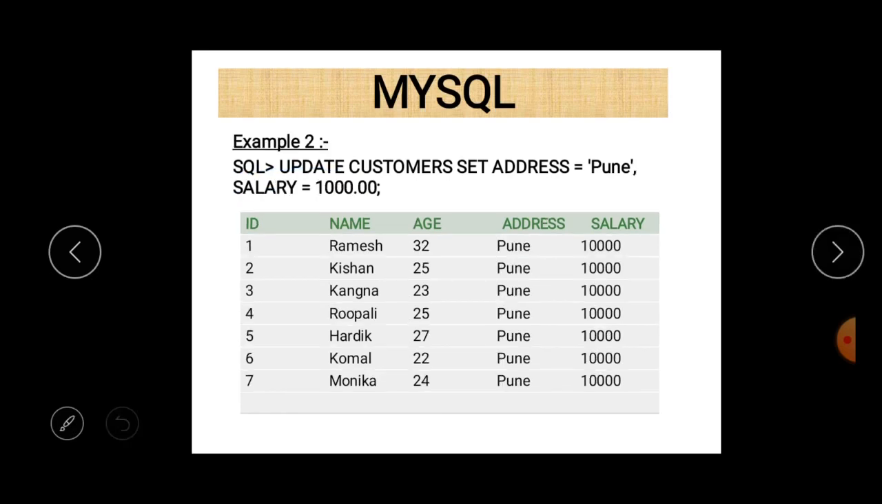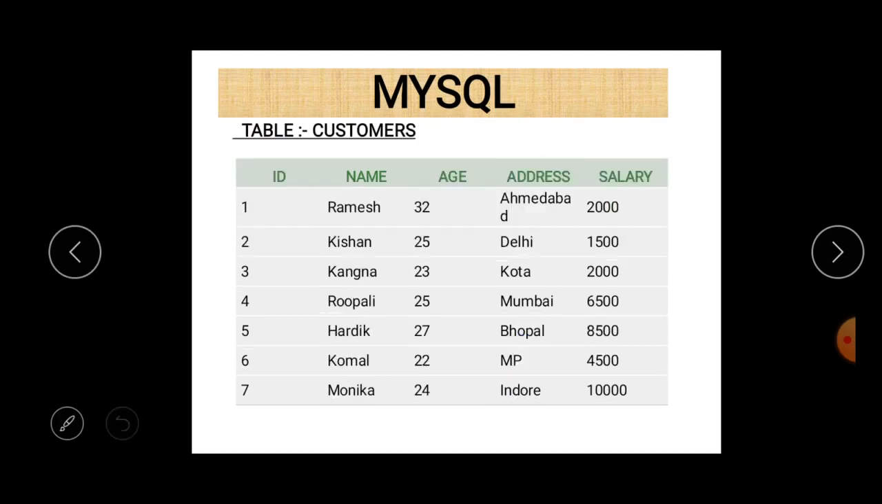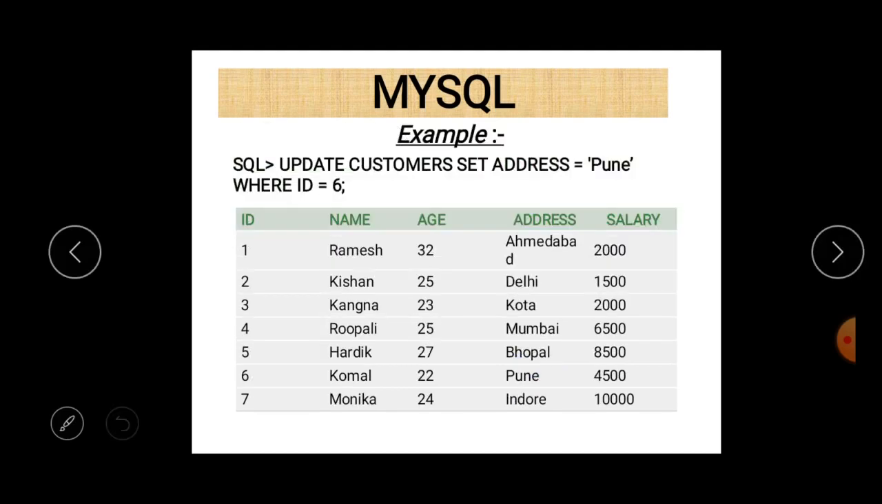Update customer set address Pune. That is okay, that is our output. You can easily see here, now Pune is the output. Before this, MP was the value, and after the execution, Pune is the value. So only the value is changed. Always remember that if we don't mention where ID is equal to 6, then all values are updated.